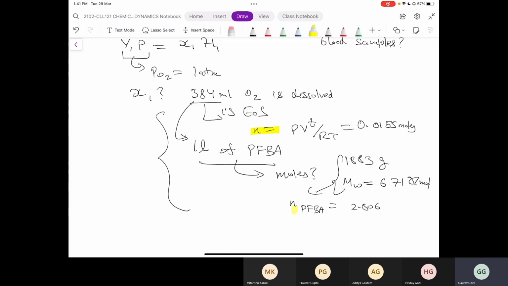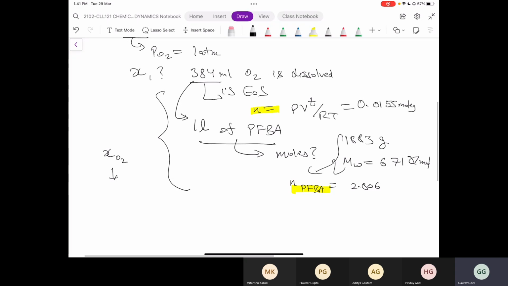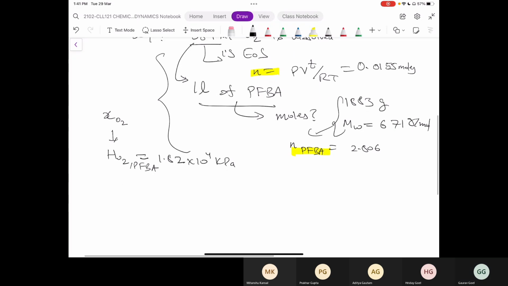Use the moles of dissolved oxygen, use the moles of PFBA to calculate mole fraction of O2. And from there, you can calculate the Henry's coefficient of oxygen for PFBA. And this is the value I got. Okay, so that is part one. I have the value of Henry's coefficient for oxygen in PFBA. You can write it fully also if you want. Henry's coefficient of oxygen in water is also given. This data will already tell you whether PFBA will make any improvement.